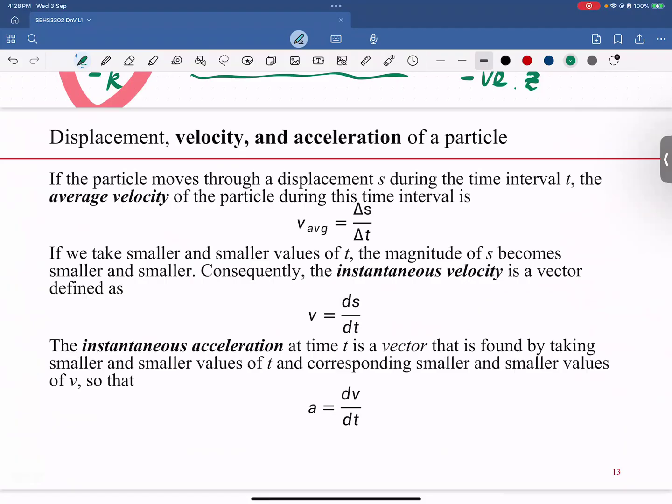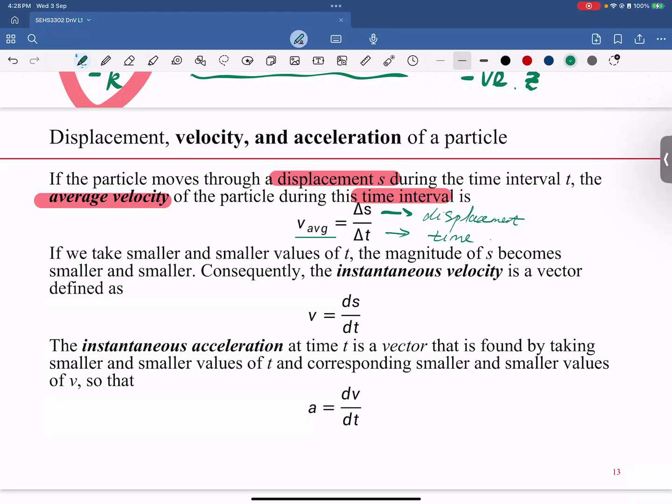So for velocity, we first define the average velocity. Average velocity, given a time interval, given a displacement, right? So this is the displacement over the time interval. Displacement over time, we get a velocity. Remember, it is a velocity. It's not speed.